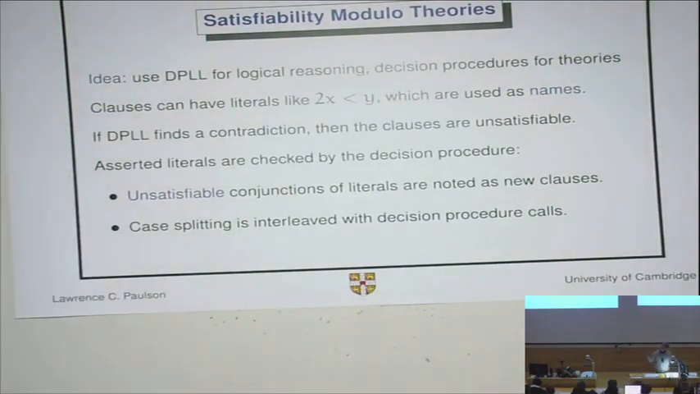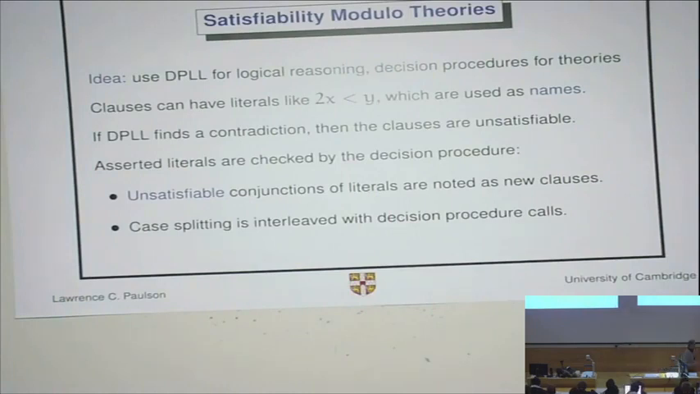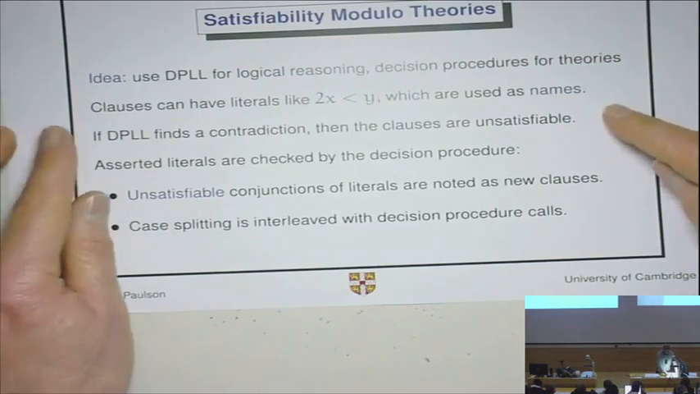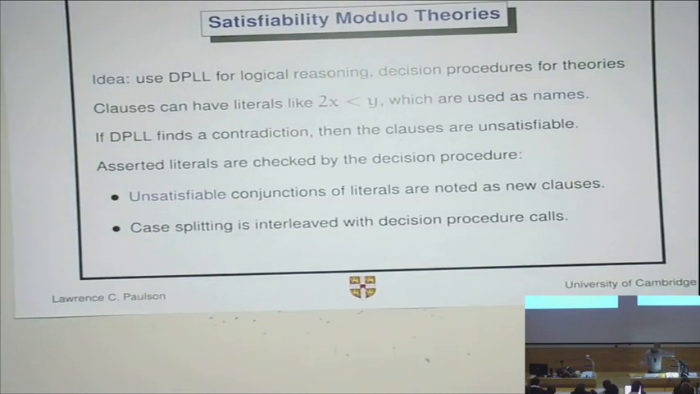Anyway, so the cool thing is this. You put in your clauses, which have these weird-looking letters, you run DPLL, and if it has a contradiction, that means that even from a purely logical basis, the thing you gave it is unsatisfiable. Okay, you're finished. It's unsatisfiable. But if it gets a model, then you take those weird-looking letters, you give them to your decision procedure, and say, what do you think?